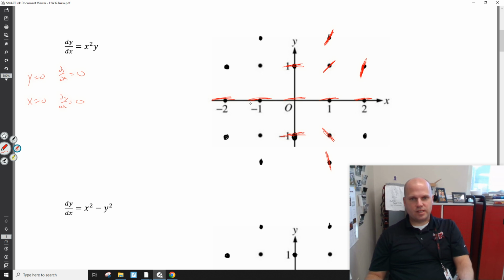Same thing with x is negative 1. Negative 1 squared is 1. So I'm going to have the same slopes here as I do here, because 1 or negative 1 being squared just makes this 1. And so I have a slope of 2, 1, negative 1, negative 2.